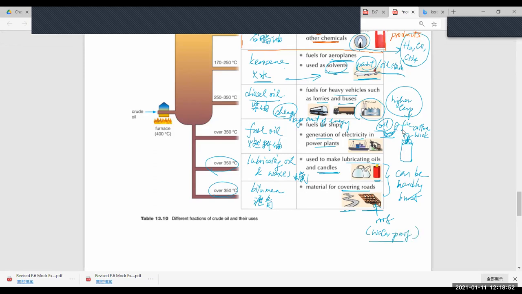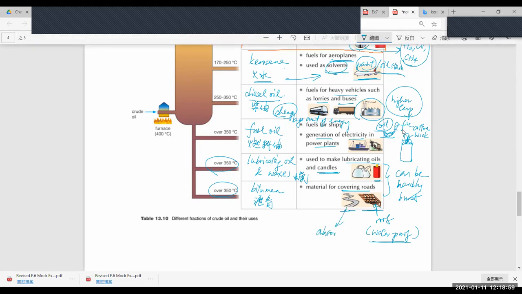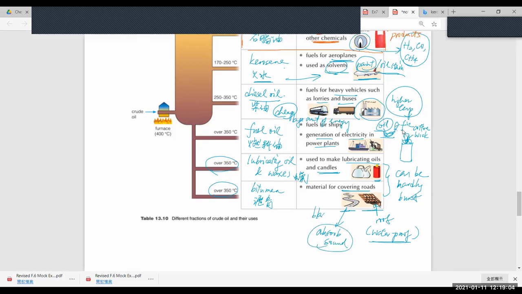and heat proof. Okay, so if you put it into the road surface, it would absorb sound. That's why if you find a road with heavy traffic, you may see two colors of road for the cars to move on, right? One is black, one is gray. For heavy traffic, most of the time you will see a black surface. Why? Because it helps absorb sound.